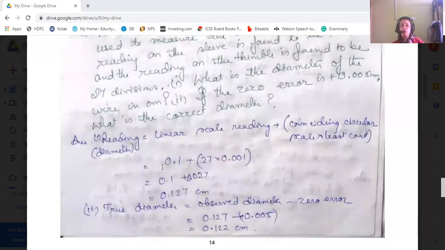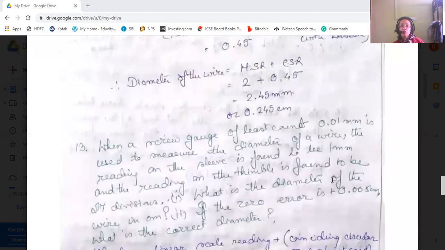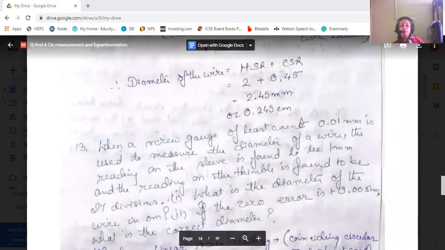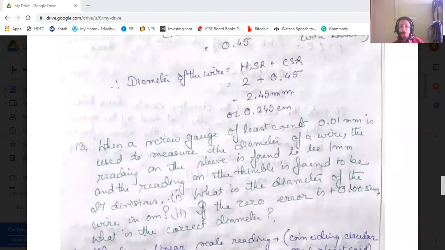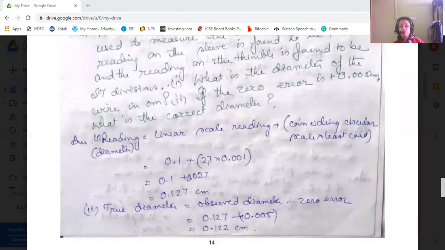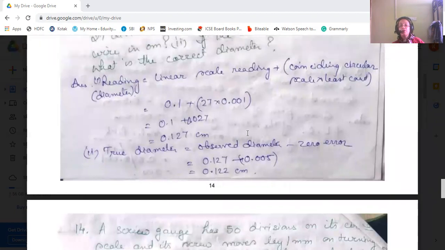So the reading of the sleeve is found to be 1 millimeter, that will be 0.1 centimeters. And the least count is 0.01 millimeters, or you can say 0.001 centimeters. So 27, we convert it into centimeters, 27 into 0.001 centimeters. So that will give us 0.1 plus 0.027 centimeters. So that will give us 0.127 centimeters.